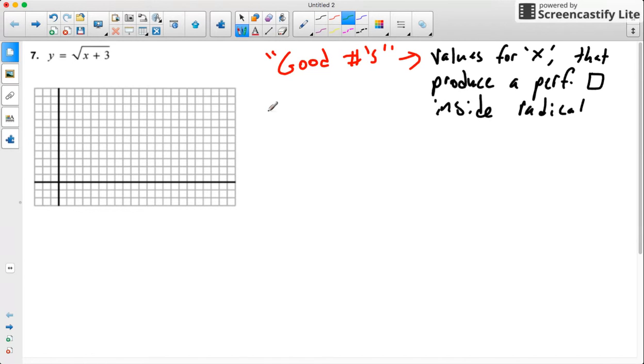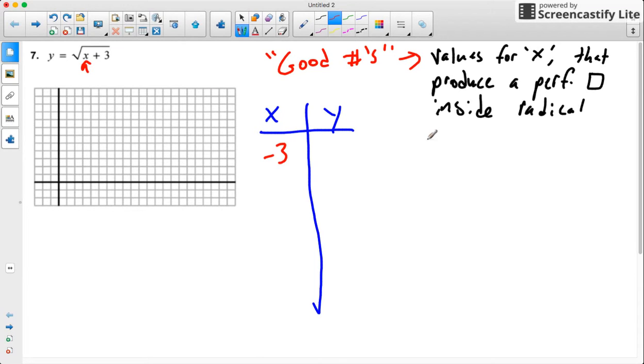So if I'm thinking about making an xy table then, let's do that. I want to think about the first four. I like 4 or 5 of my good numbers for x. So the first good number is going to be whatever the lowest possible perfect square is. That lowest possible perfect square is 0. So I'm trying to think of what number could I put in for x that would give me a 0 on the inside of this radical. So that's going to be -3.